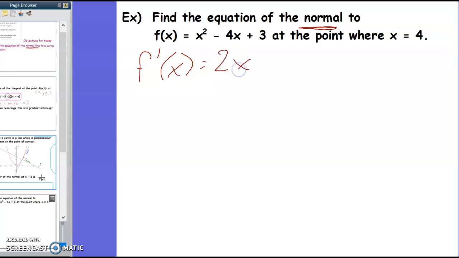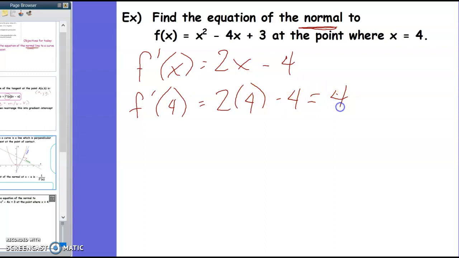The derivative of x squared, bring that 2 down in the front, 2x. Minus, and the derivative of 4x, 1 times 4 is 4, and then remember that becomes x to the 0 power, which is 1, it multiplies away, and then the derivative of 3 is 0. So there's my derivative. I want to find the value when x equals 4, so I'm going to substitute in 4. Putting in 4 for my x, 2 times 4 is 8, 8 minus 4 is 4.